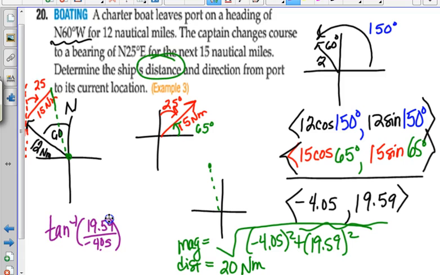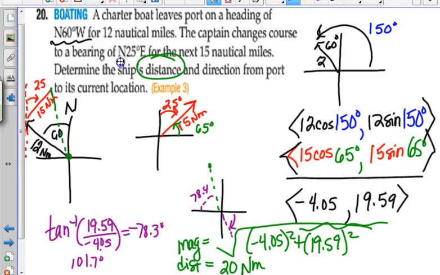What's it going to give us when we do 19.59 divided by negative 4.05? It says negative 78.3 degrees. Are we in quadrant 4? We could add 180. Otherwise, this angle over here is 78.4. But if we add 180, it's an angle of 101.7 degrees. That's not really, that's off the positive x-axis, right?